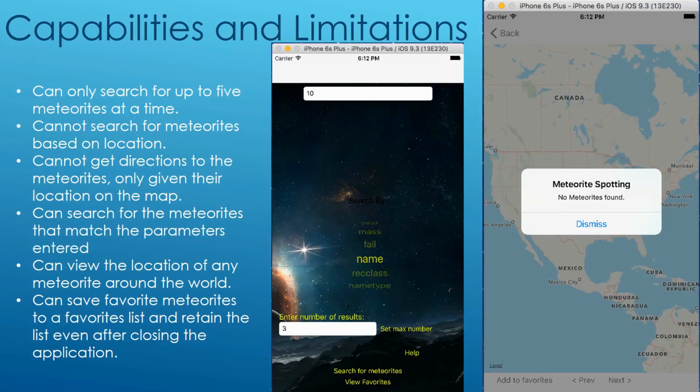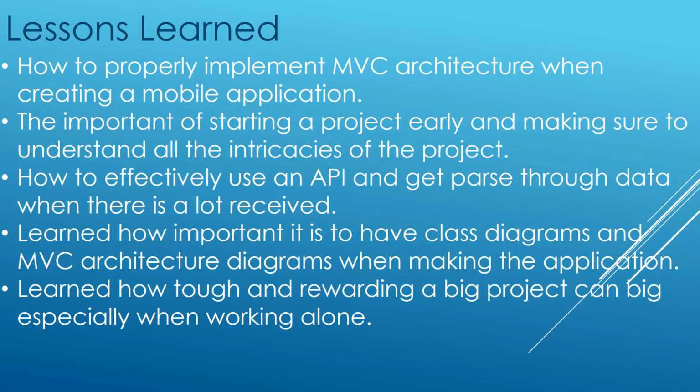One other capability of this application is that it's able to save favorite meteorites to a favorites list and would allow the user to go back and look them up again in case there was a specific meteorite that they liked. They'd be able to go back and just look at it again. And those are the capabilities and limitations. Moving on are the lessons I've learned while doing this project.